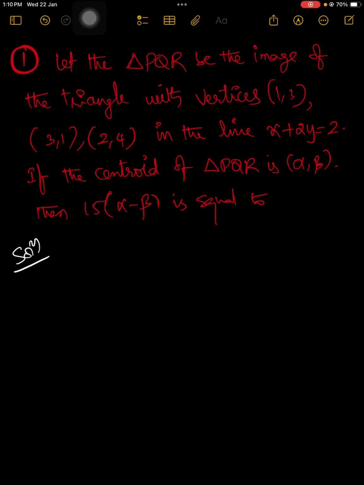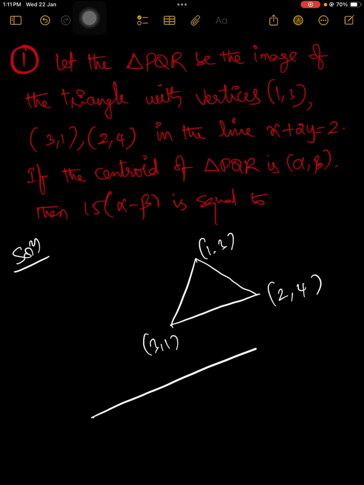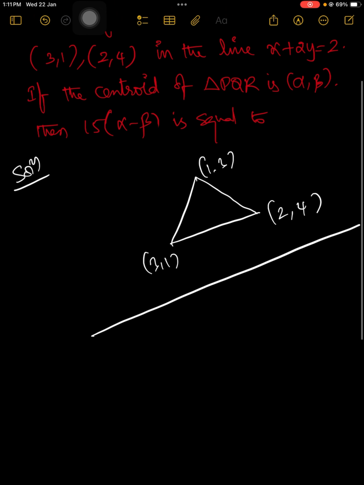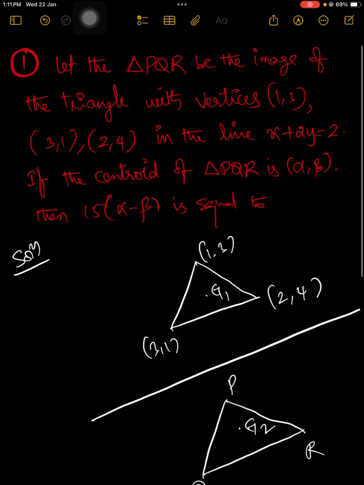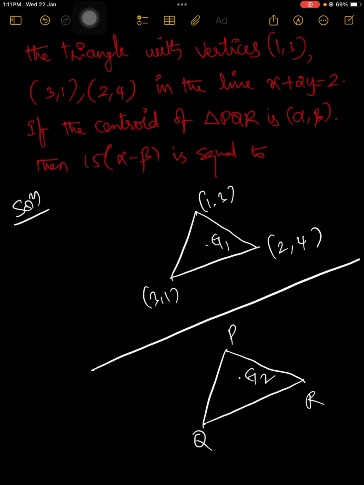Now they mentioned that PQR is the image of a triangle with vertices (1, 3), (3, 1), (2, 4). Suppose this is the triangle with respect to this line, the image of this triangle we can call PQR. If the centroid of this is G1, the image of this centroid with respect to the line is G2. Instead of finding the vertices PQR, we can directly write the image of the centroid G1.